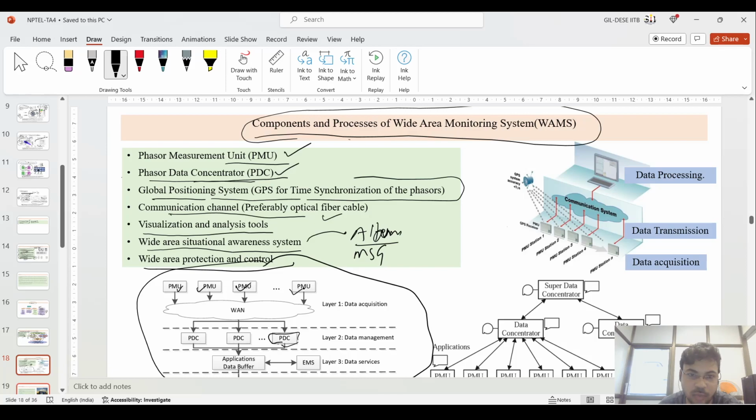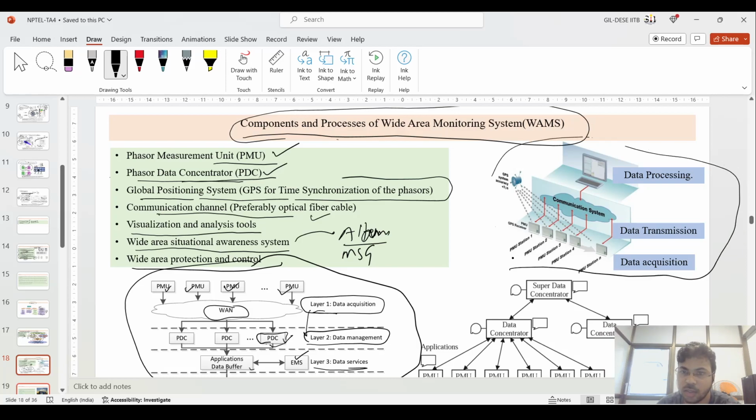So in the first figure which I have shown you, on the left-hand side, there are certain PMUs which are connected to the WAN system, wide area network, at layer 1 where the data acquisition takes place. Then in layer 2, the data management will be there through this phasor data concentrator. Then it is transferred to the data services, that is the energy management system or application data buffer.